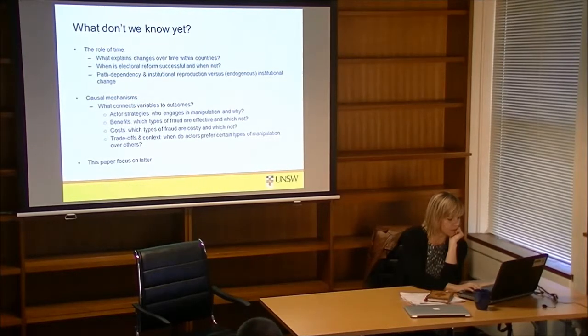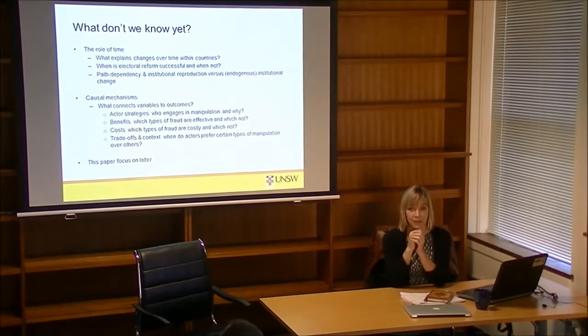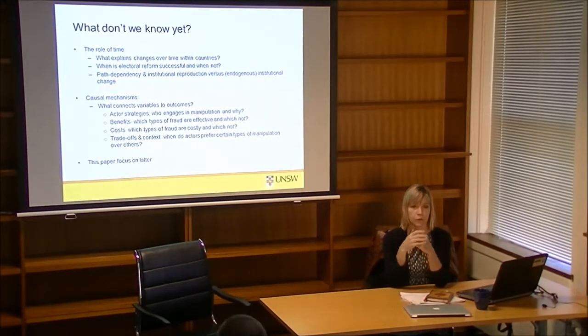I'll just summarize it for you. What we do know is what factors cause cross-national variation. And there, really, what we found so far are the usual suspects. So poor countries, countries with large inequality, countries with a history of civil war, countries that have recently made the transition. All these typical factors that we would expect to cause problems for democratic governance, they cause problems for election integrity as well.